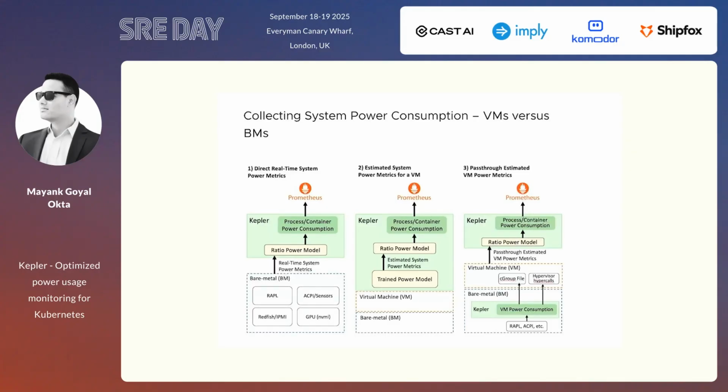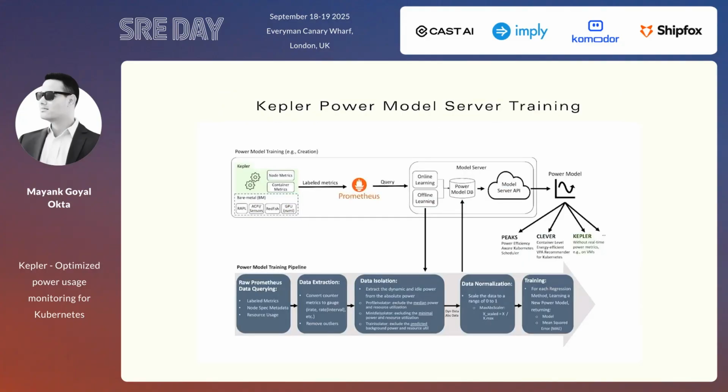And the third one is pass-through estimated VM process metrics. In this, we install Kepler on the bare metal, and we have VMs on the bare metal too. Through the cgroup files and hypervisor hypercalls, we can get the power consumption metrics. But this is still in process. This is not available yet, so we are not going to discuss much about the third one, pass-through estimated VM power metrics. And then we have the Kepler power model server training. Like I said, in the case of VMs, there is no way to get the power metrics from the VM, so that's why we have power model server training.